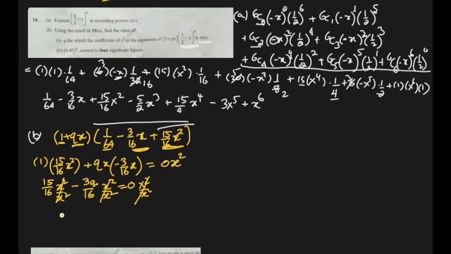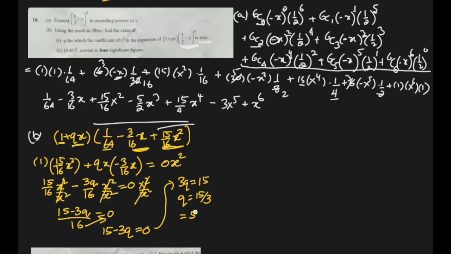So 15 minus 3q over 16 is equal to 0. 0 goes, multiplies 16 and 0 multiplied by 0. So 15 minus 3q equal to 0, and we can complete it here. 3q equal to 15. So q will be 15 divided by 3, which is 5. We found q. That was the requirement of part 1. Part 2.